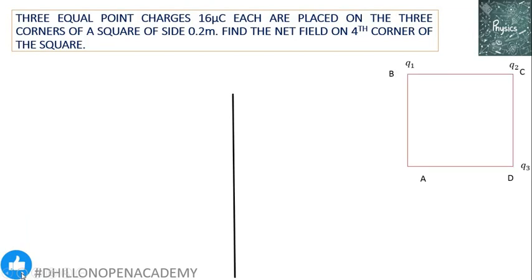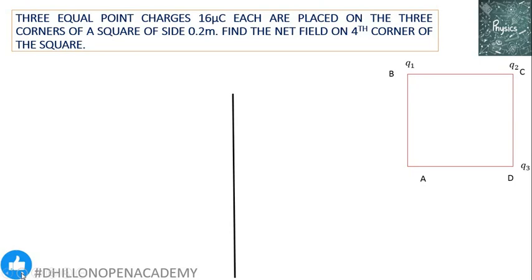This is the next question. Three equal point charges, 16 microcoulomb each, are placed on the three corners of a square of side 0.2 meter. We have to find out the net field on the fourth corner of the square. So here we have a square ABCD, each side 0.2 meter. We suppose that Q1, Q2, Q3, each 16 microcoulomb, are present at points B, C and D respectively. We have to find the net field at point A.